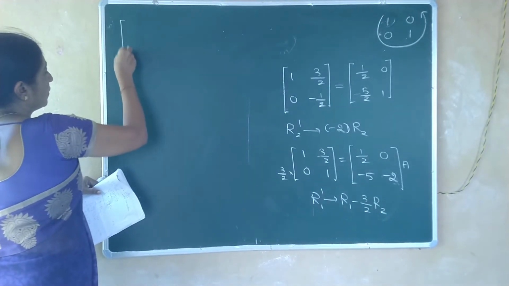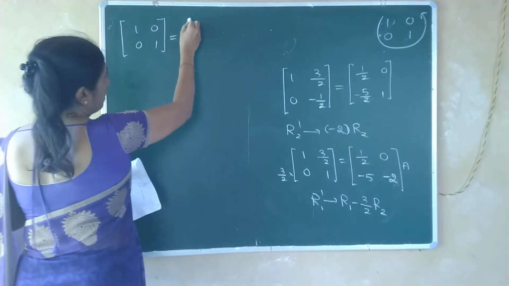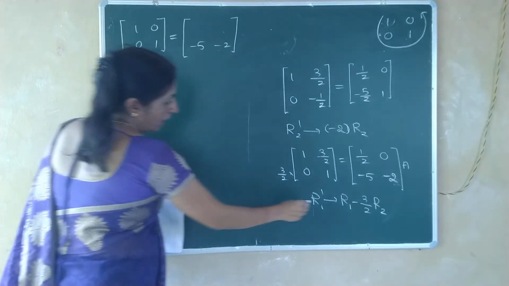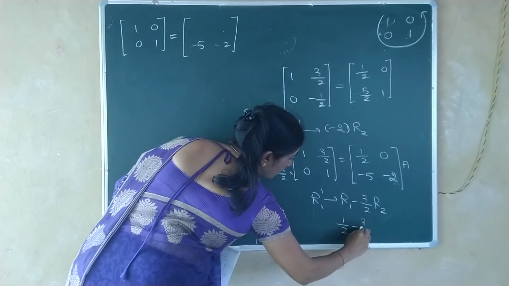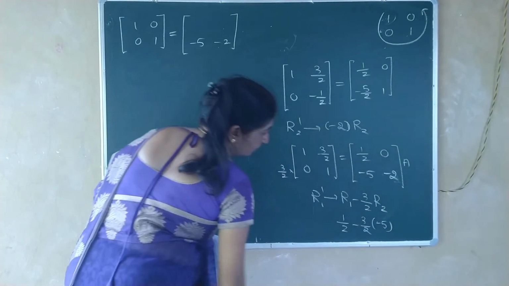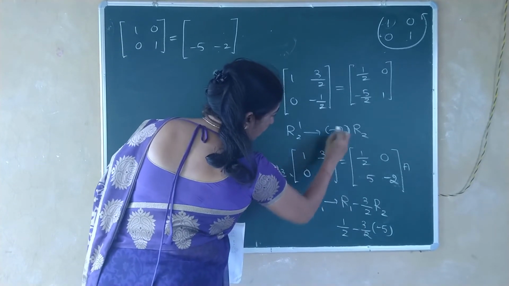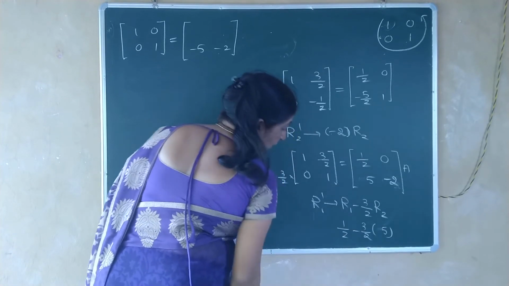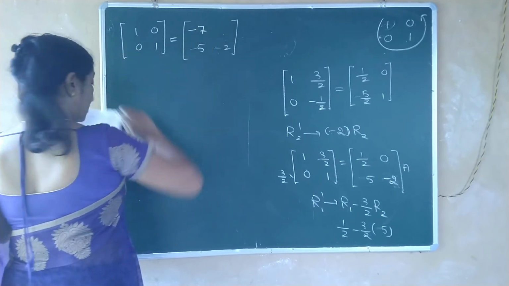Left side is 1 0 0 1. Then right side, the row as it is: minus 5, minus 2, the second row. See, R1 is 1 by 2 minus 3 by 2 into minus 5. Minus into minus is plus 5. It is 1 minus 15 by 2, that is minus 14 by 2. Minus 14 by 2 is minus 7.